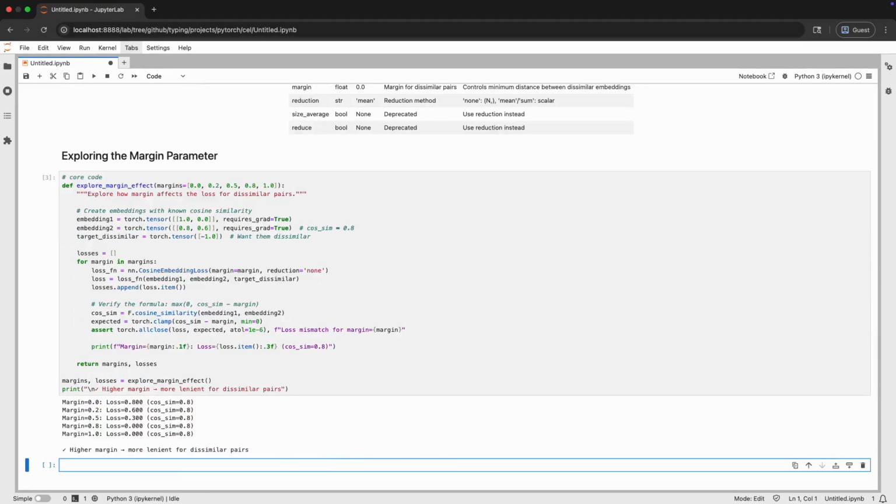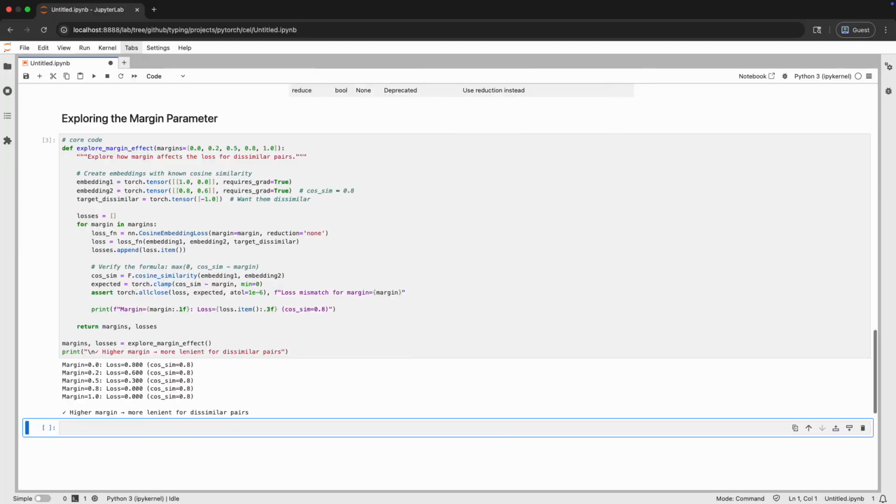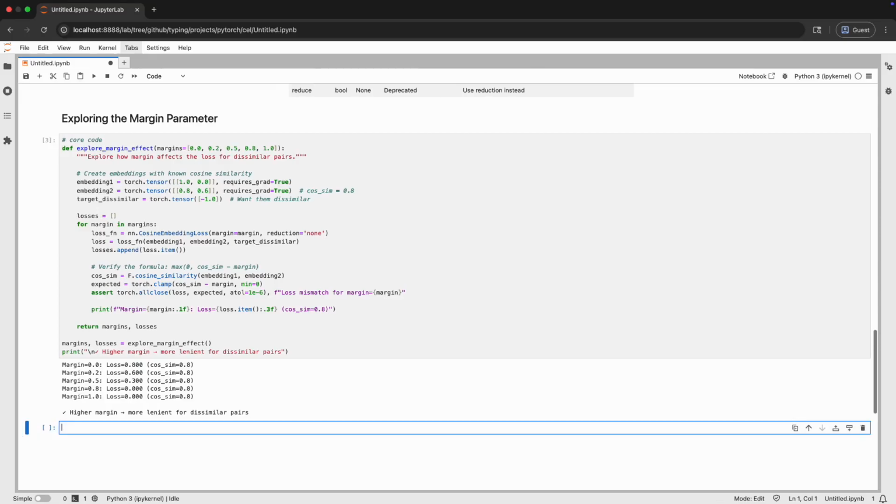Excellent, we can see a clear pattern here. With no margin, the loss is 0.8, which is just the cosine similarity. As we increase the margin, the loss decreases. When the margin reaches 0.8, the loss becomes 0 because the cosine similarity minus the margin equals 0. This shows that a higher margin makes the loss more lenient for dissimilar pairs, allowing them to have higher similarity without penalty. Let me visualize this margin effect with some detailed plots to make the concept even clearer.